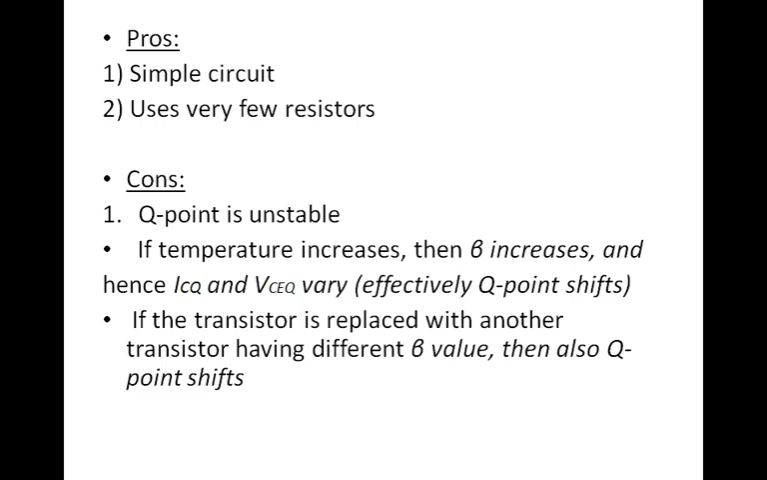But the disadvantage of this fixed bias circuit is that the Q point is unstable. If temperature increases, then beta increases, since beta is temperature sensitive, and hence ICQ and VCEQ vary. Both are dependent on beta. So if temperature increases, the Q point shifts. If the transistor is replaced with another transistor having a different beta value, then also the Q point shifts. So these are the disadvantages of the fixed bias circuit.